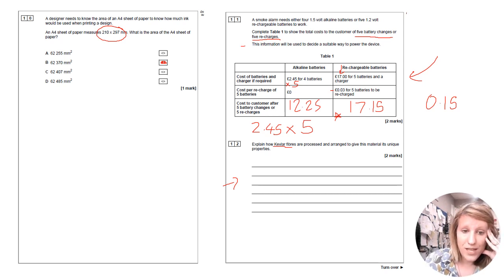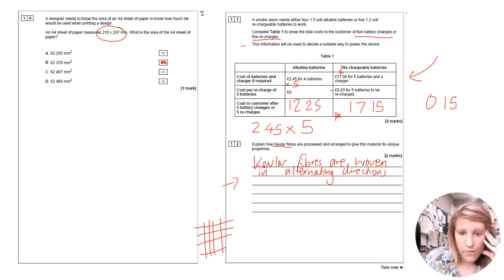Well, what I would write for this is that Kevlar is woven together. So I would say something like Kevlar fibers are woven in alternating directions, which gives it its fantastic tensile strength, which gives excellent tensile strength and resistance to cutting.